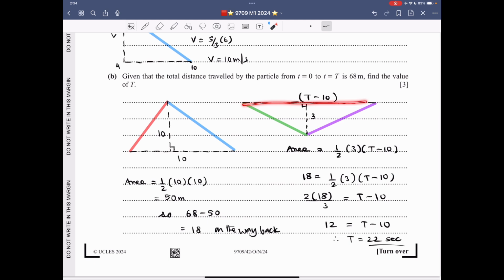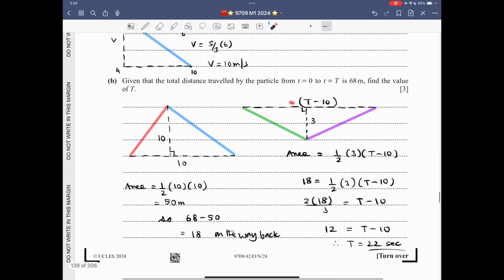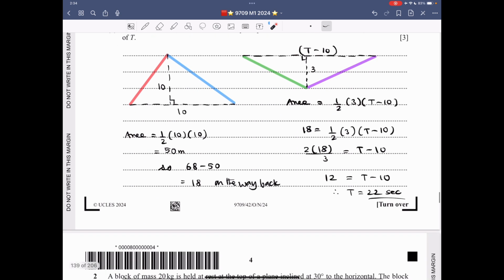That should be the area of this triangle. So now the height is 3. The base is t minus 10. These are labelings. All the way up till here is t. All the way up till here is 10. So the difference is how much? t minus 10. Half into 3 into t minus 10 is 18. Therefore, t comes out to be 22.